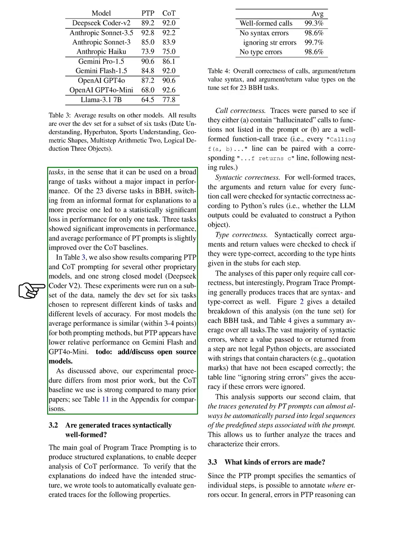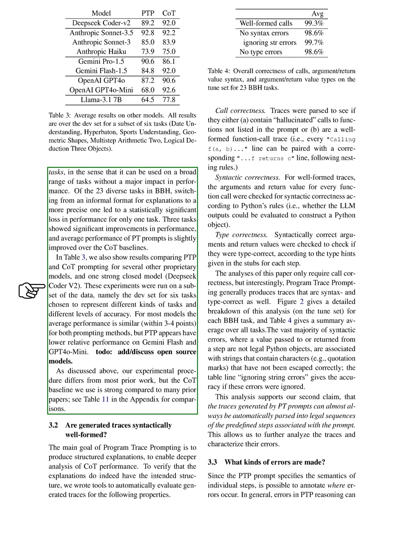Out of 23 diverse tasks, only one task experienced a notable drop in performance when switching to a more precise explanation format. Conversely, 3 tasks showed significant performance improvements, and the average performance of PTP prompts slightly exceeded that of the COT baselines.